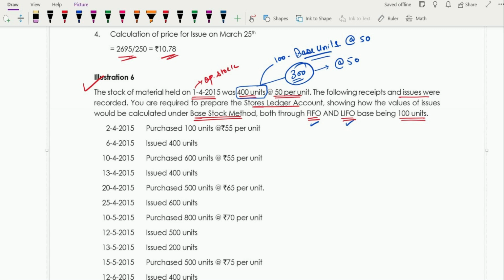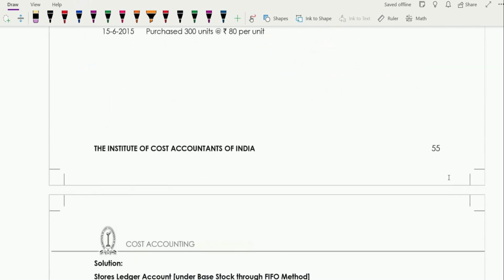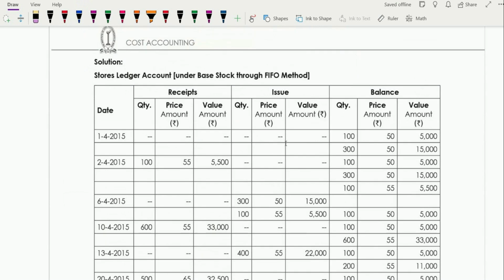Let's see what are the transactions now. On 2nd of April, they have purchased 100 units at 55 per unit. So the first thing, whenever the opening stock is given, is to record the opening stock. Forget about all the transactions. This is one very common mistake, that you record all the transactions and forget about the opening stock. See, on 1/4/2015, you have the opening stock. He has bifurcated the opening stock into two parts. One is 100 units at 50, 5,000, then 300 units at 50, 15,000.